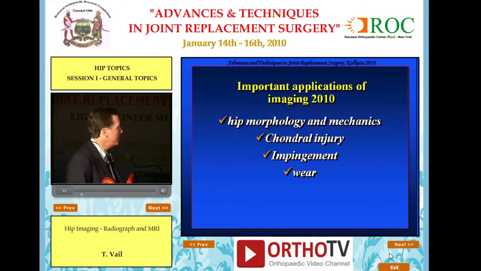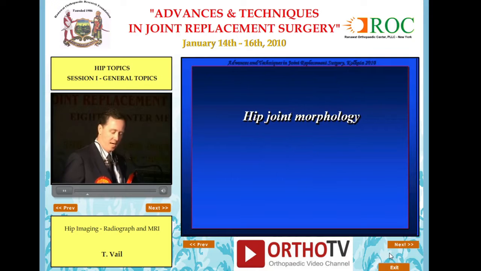So there are some important applications of imaging in 2010 that are new, and you heard a talk earlier about how MR might be used to image wear particles and wear osteolysis, and certainly that's something we used plain radiography for. But also, imaging of the hip is important for determining the morphology of the hip, the mechanics of the hip, defining chondral injury, and defining impingement, which is a new, timely, and important topic.